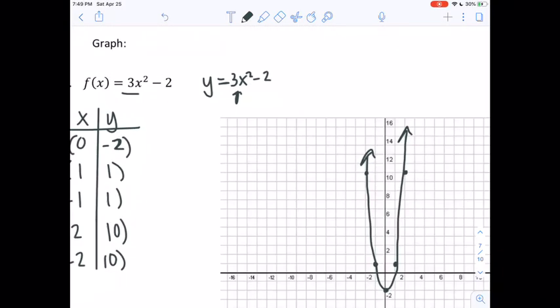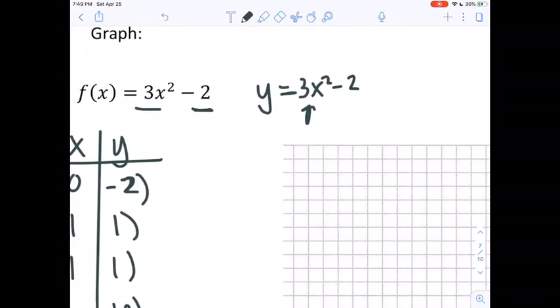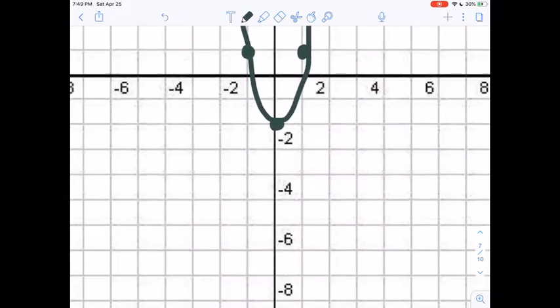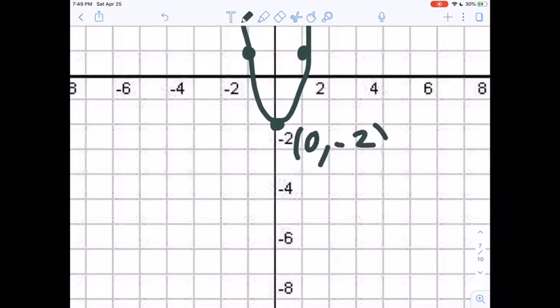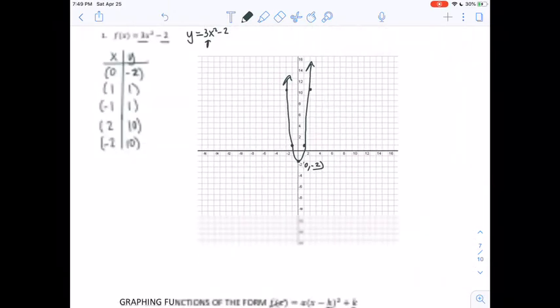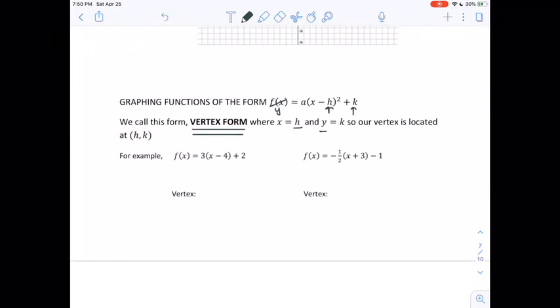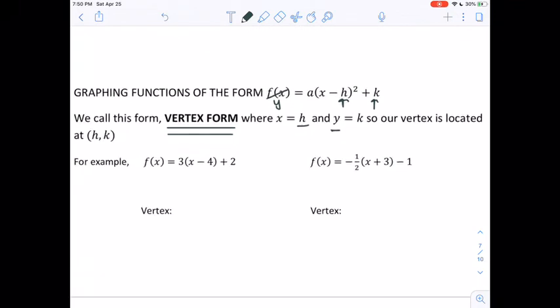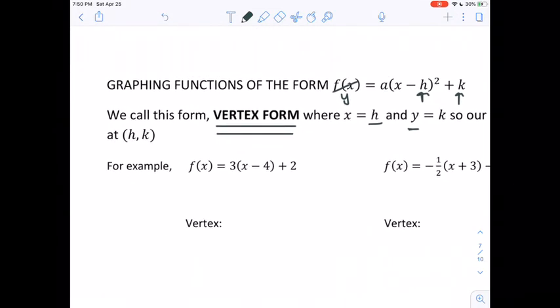So let's go back to this. This is k, and this is giving me the y coordinate of my vertex. Well, notice where my vertex is. 0, negative 2. There's my y coordinate. Okay, so this is going to help me out a lot. So h and k are going to give you your x and your y coordinates of your vertex.